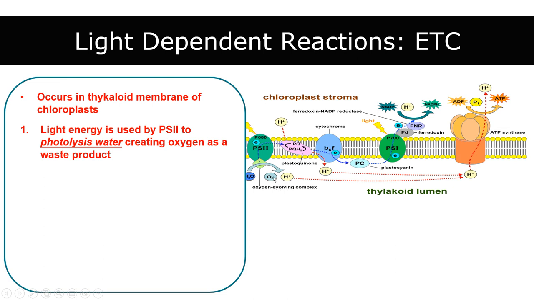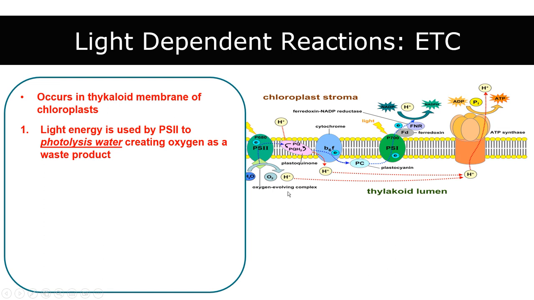So step 1 of the light-dependent reactions is that light energy is coming into photosystem 2, which contains the chlorophyll. And that light energy is being used to photolyse water. Okay, so photo means light, lysis means to break. So if I'm photolysing water, I'm using the energy from sunlight that was absorbed by the chlorophyll, and I'm using that energy to lyse water, to break it apart.